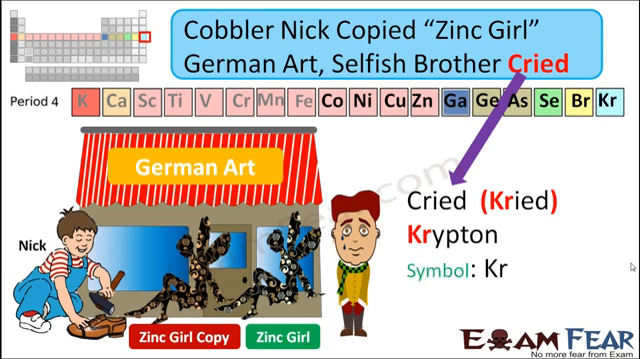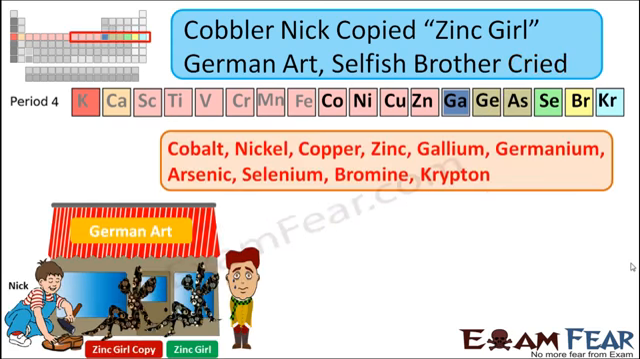So here, just focus on the pronunciation. In cried, you have cr. In krypton, you have cr. So cried, krypton. So finally, the memory tip for the elements in the second half of period 4 is cobbler Nick copied zinc girl German art. Selfish brother cried.